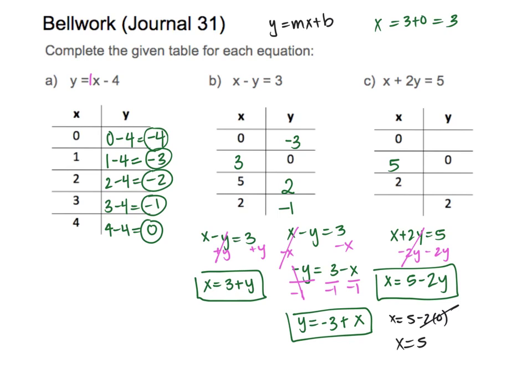If I were to plug in 2 into here, that would be 2 times 2, which is 4. So 5 minus 4 would give me 1. And there we go. Then we need to figure out what y is. So now I'm going to take that equation from the beginning and solve for y.